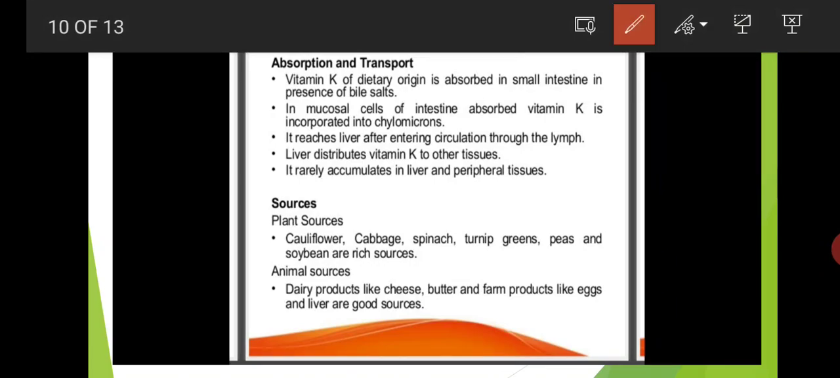plant sources are mainly cauliflower, cabbage, spinach, turnip greens, peas, and soya bean are the rich sources for the vitamin K. Animal sources are dairy products like cheese, butter, and farm products like eggs and liver are the good sources for the vitamin K. Okay, plant sources are there and animal sources are there.